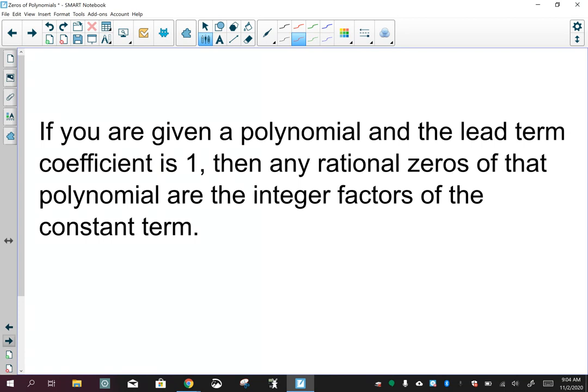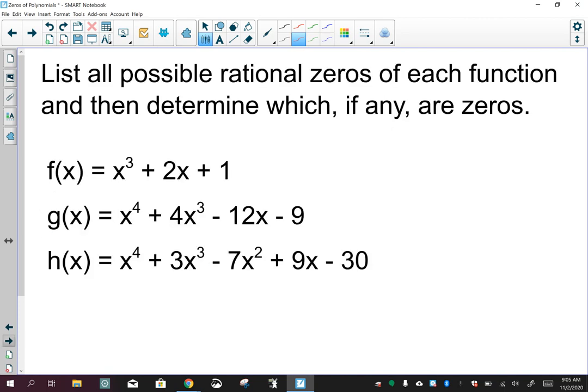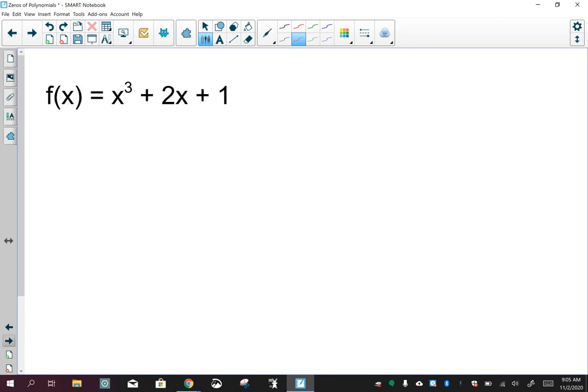So if you're given a polynomial and the lead term coefficient is 1, then any rational zeros of that polynomial that are integers are just the factors of the constant term. So all these here have a coefficient of 1, so I don't have to do anything separate. When I look at these, I'm only going to be focusing on this last number here, okay? So when I get to this one, I only need the factors of that one because there's a 1 sitting here that you don't see.